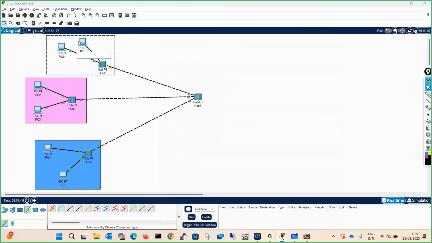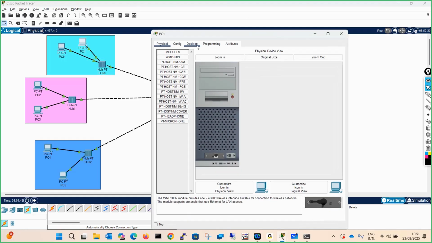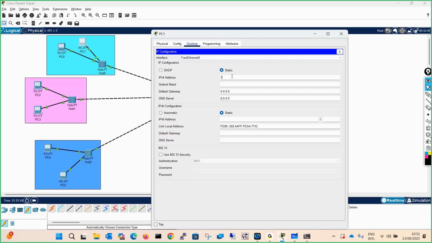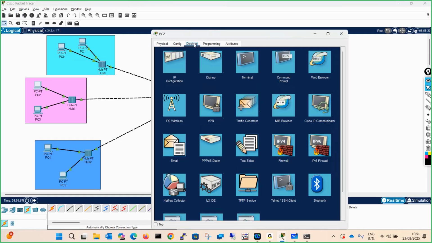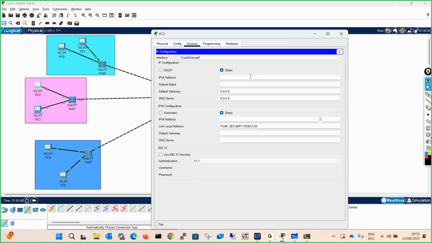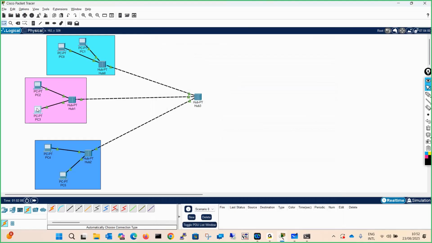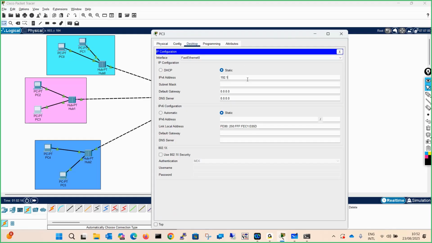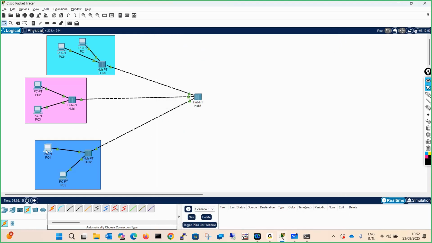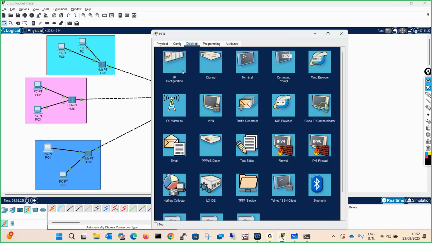Then come over here and give the IP address 192.168.1.20. Give the IP address similarly over here, 192.168.1.30. Give the IP over here, 192.168.1.40. Give the IP address for all the computers in your network which you have configured.